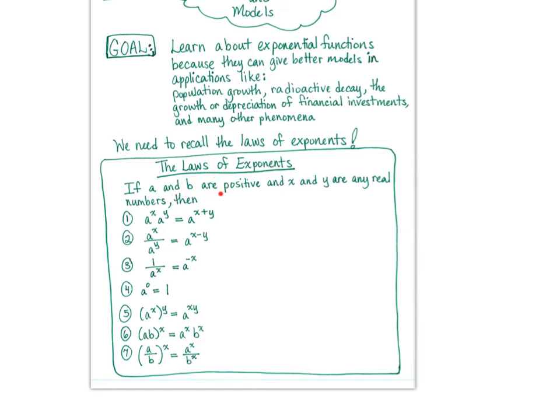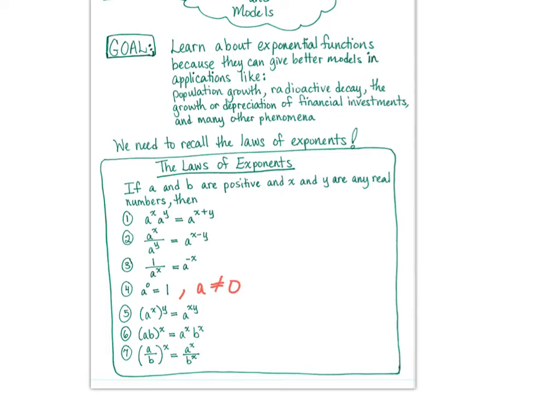If a and b are positive and x and y are real numbers, then a to the x times a to the y is equal to a raised to the x plus y. You have the same base, you add the exponents. A to the x divided by a to the y is equal to a to the x minus y. 1 over a to the x can be rewritten as a raised to the negative x. A to the 0 is equal to 1 provided that a is not equal to 0.